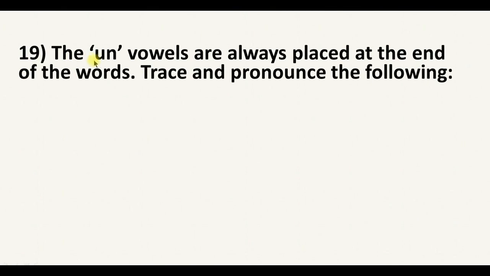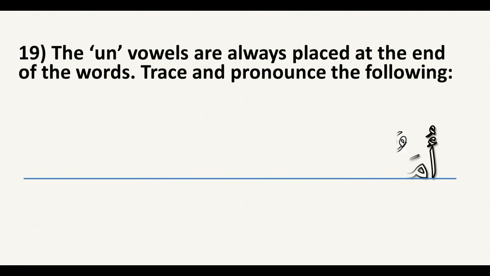For number 19, the UN vowels are always placed at the end of the words. Trace and pronounce the following. Here we have A-U-U ma, MUN, mun, umamun. A, symbol, M, vowels. Umamun.